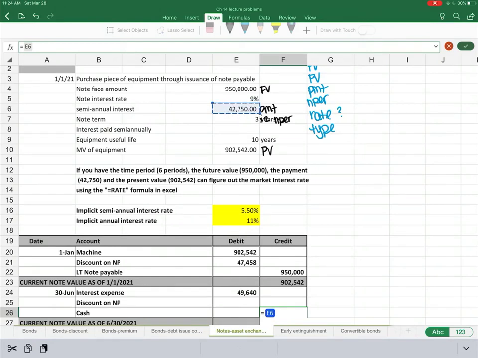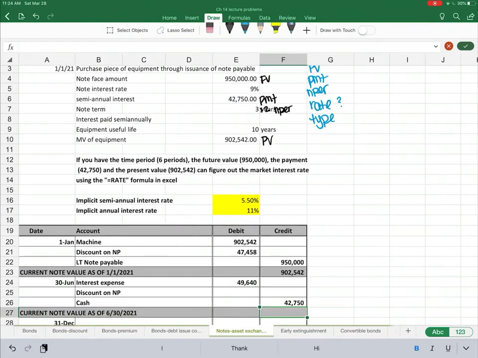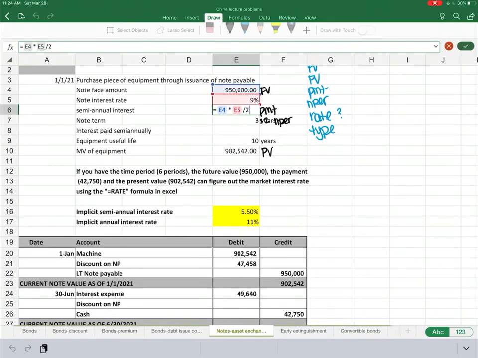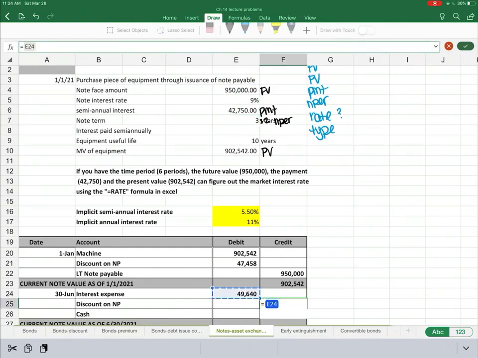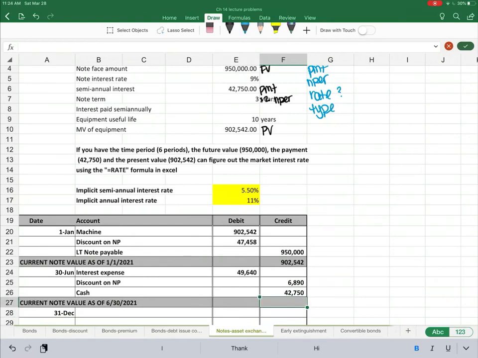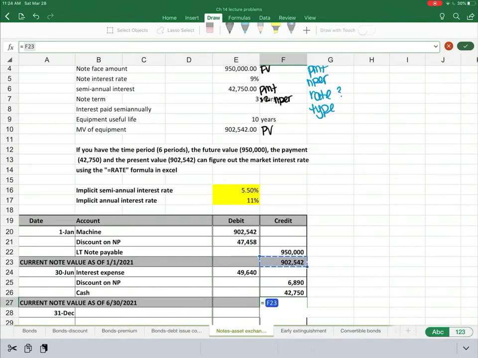Our cash payment that we're promising every period is going to be the $42,750. And again, if I double tap on that, you can see that the way that we got that $42,750 as our interest payment: $950,000 face amount times the 9% stated rate divided by 2 because it's semi-annual. And then the difference between our interest expense and our interest paid is going to be the amount of the discount that we're adjusting. So we started with a note value of $902,000. We just made this credit adjustment to our discount.